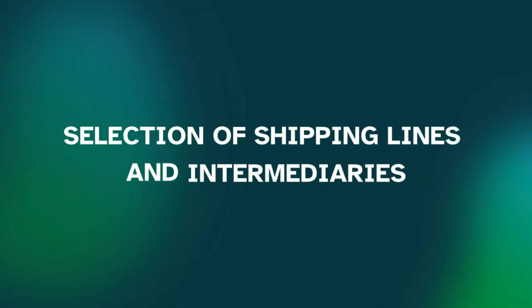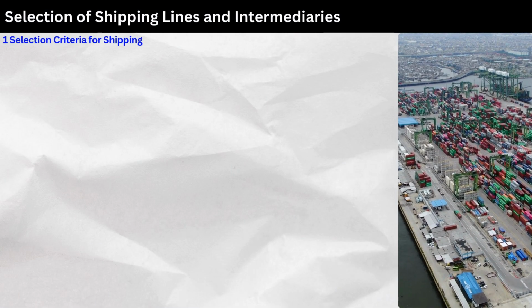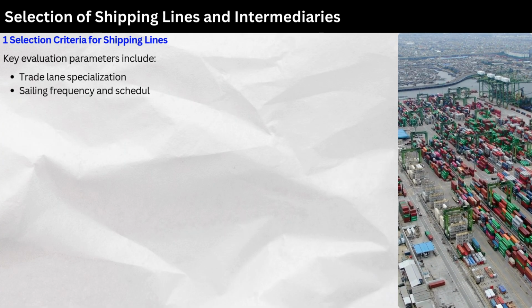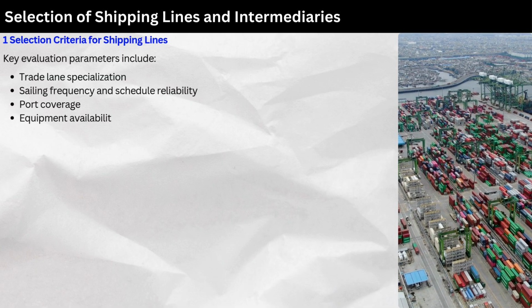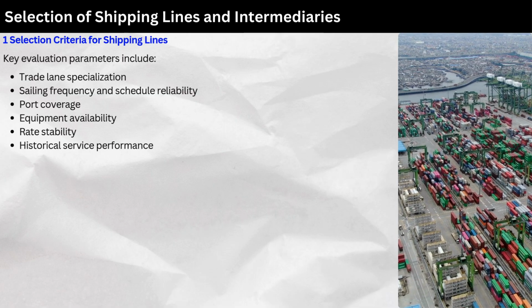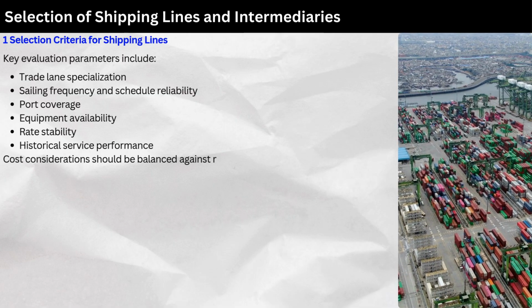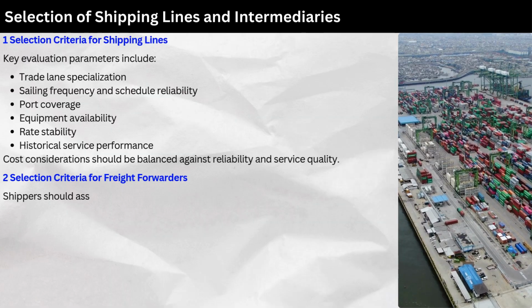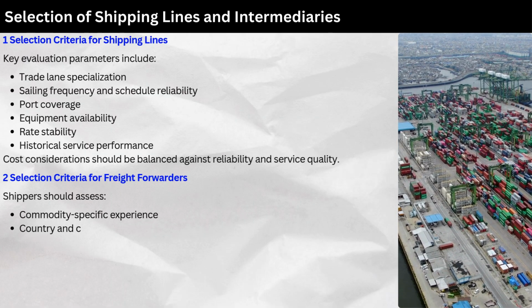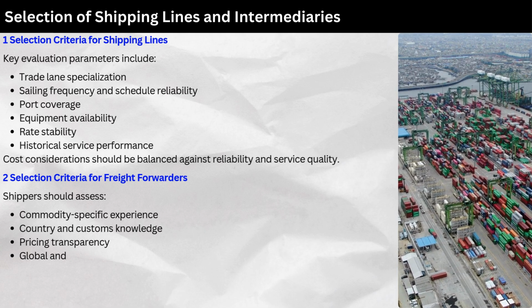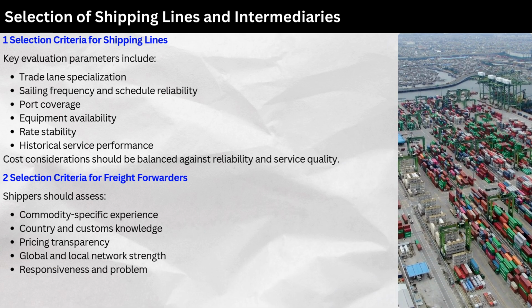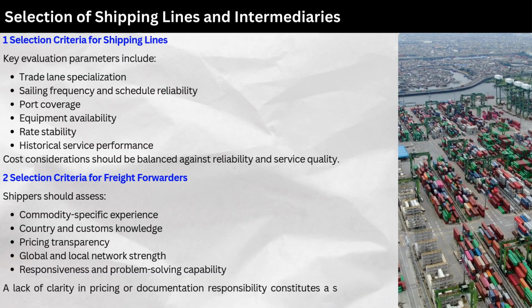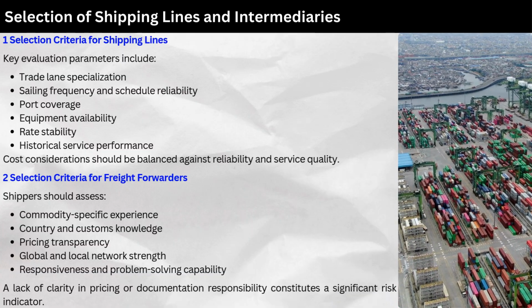Selection of shipping lines and intermediaries. 1. Selection criteria for shipping lines. Key evaluation parameters include trade lane specialization, sailing frequency and schedule reliability, port coverage, equipment availability, rate stability, and historical service performance. Cost considerations should be balanced against reliability and service quality. 2. Selection criteria for freight forwarders. Shippers should assess commodity-specific experience, country and customs knowledge, pricing transparency, global and local network strength, responsiveness and problem-solving capability. A lack of clarity in pricing or documentation responsibility constitutes a significant risk indicator.